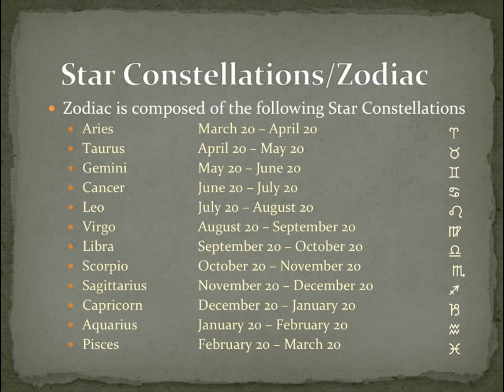Cancer is June 20th through July 20th, and so on and so forth. I placed the zodiac symbols and their respective dates on this slide for you to memorize. As with the planetary symbols, you will be using them in all your astrological studies, so learn them well.